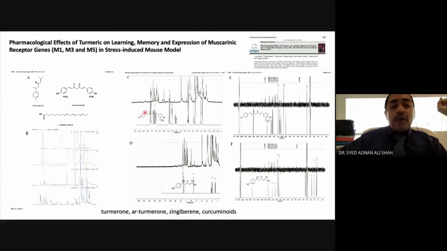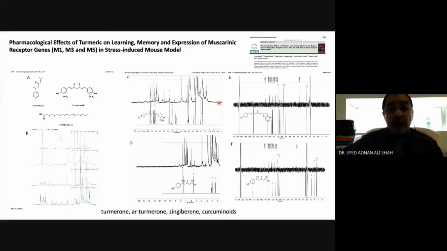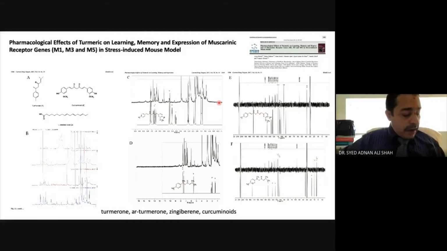Through this metabolomic study, we identified the compounds present in the crude extract which are responsible for the expression of the muscarinic receptor genes M1, M3, and M5. So this plant-based, proton NMR-based metabolomics gives a lot of information about the compounds present in a crude extract.